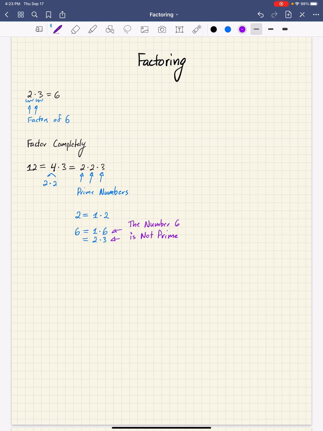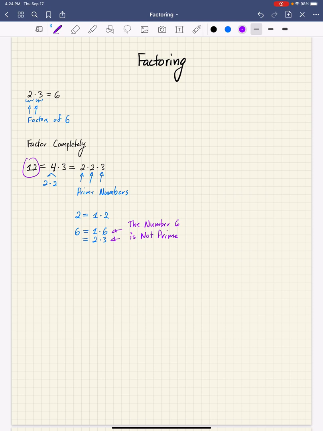So when you see the instructions, factor completely, and you're looking at one single number, such as the number 12 right here, factoring completely means factor this number into smaller numbers that we can multiply together to get 12, but factor until all you have left are prime numbers. So that is the basic idea of factoring.